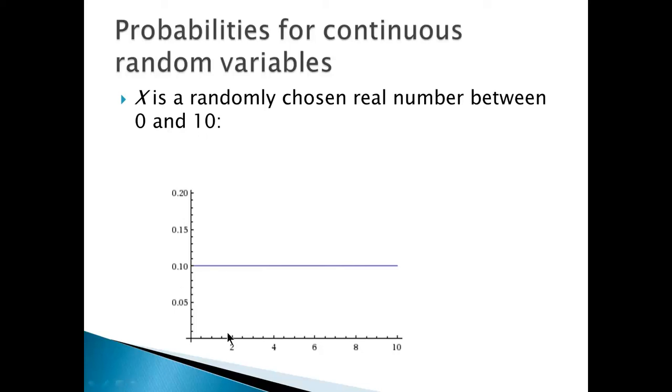What's the probability that X is some number between 2 and 4? Well, between 2 and 4, that's a distance of 2. The height is 0.1, so this area is base times height, or length times width, which is 2 times 0.1, which is 0.2, or 20%. That makes sense. If you can get any real number between 0 and 10 and everything's equally likely, then since the range between 2 and 4 is 20% of the range between 0 and 10, there ought to be a 20% chance that you get a number between 2 and 4.